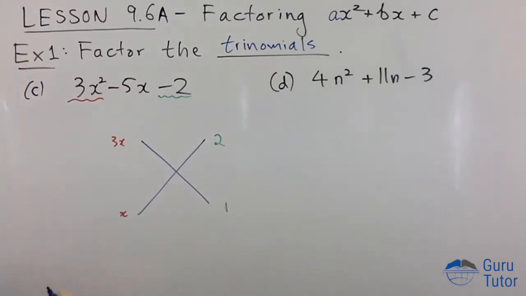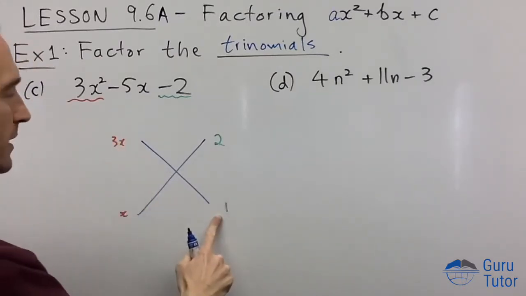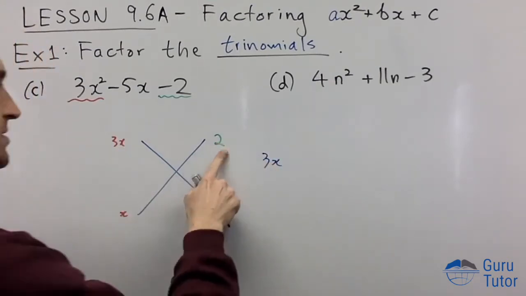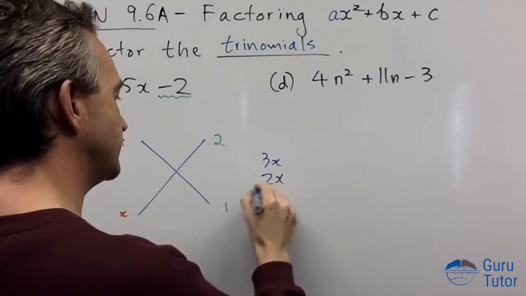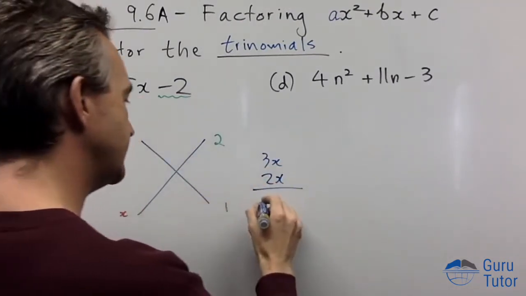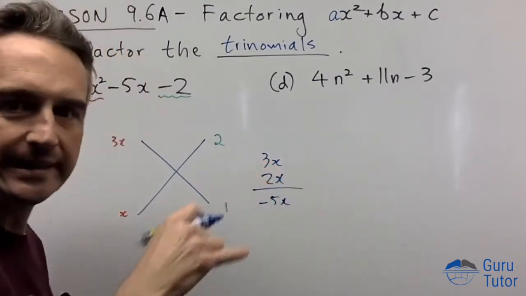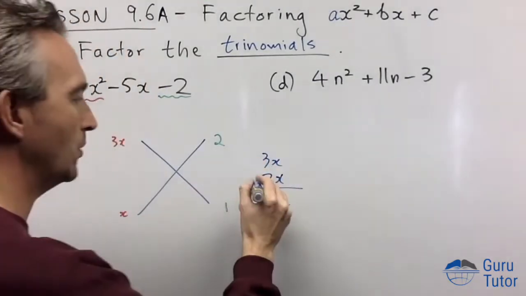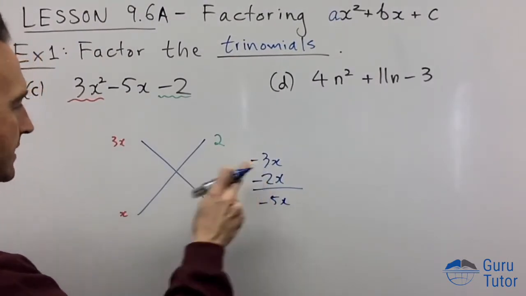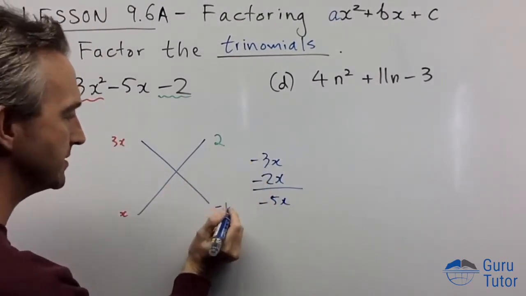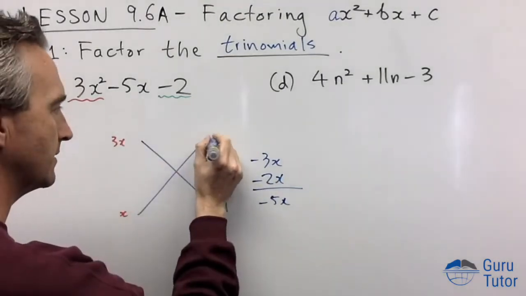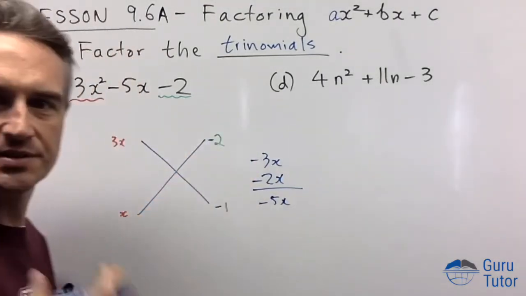And now let's try our cross product. So 3x times 1 gives 3x. x times 2 gives 2x. Looking good. Can these two add to give negative 5x? Negative 5x. Yes, no problem. Both are minus. We've got it. And let's backtrack here. So minus 3x is going to come from this times this, so we need a minus there. Minus 2x is going to come from this times this. And there we go. So done.